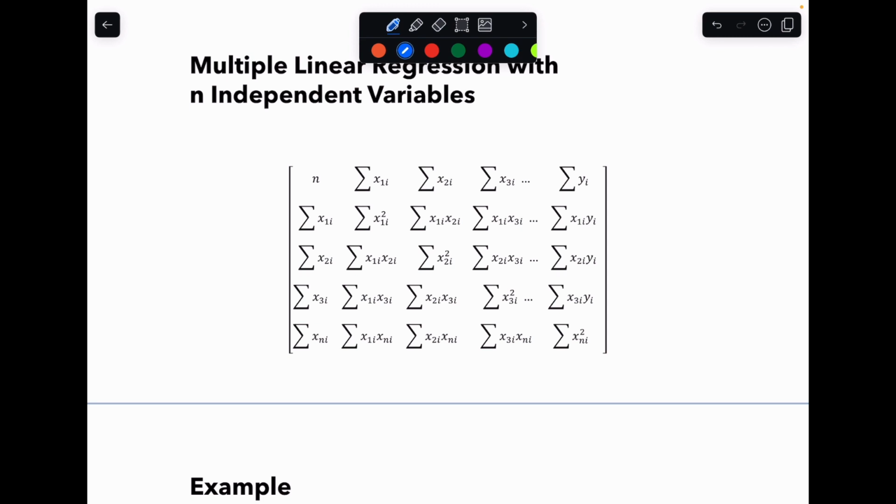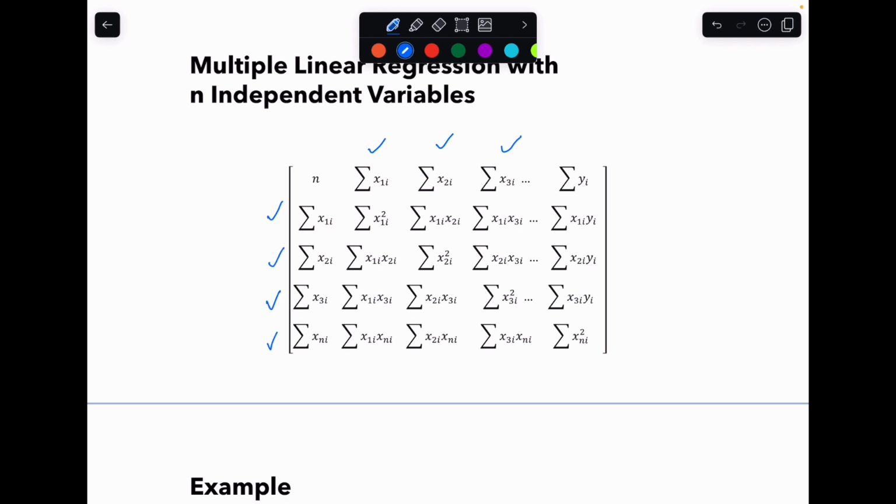So for the first row, we just start with n. Then this is x sub 1i, x sub 2i, x sub 3i, up to x sub ni. The same is true with this one: this is x sub 1i, 2i, 3i, and up to xni.